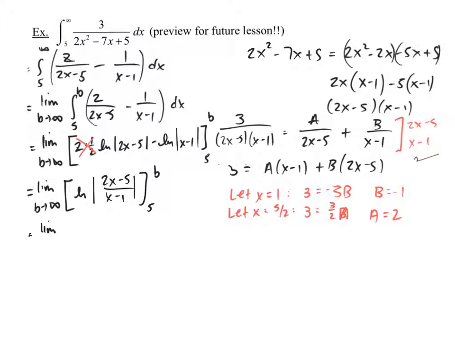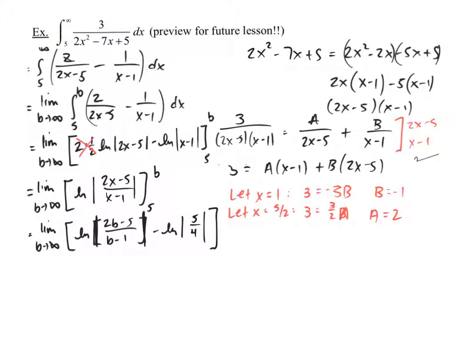Okay, so if I continue here, this will be the limit as b goes to infinity. I'm going to go ahead and plug in my upper bound, which is b, so that'll be the natural log of the absolute value of 2b minus 5 divided by b minus 1, minus the natural log of the absolute value of, if I plug in 5, then that's going to be 2 times 5 is 10, minus 5 is 5, over 5 minus 1, which is 4.